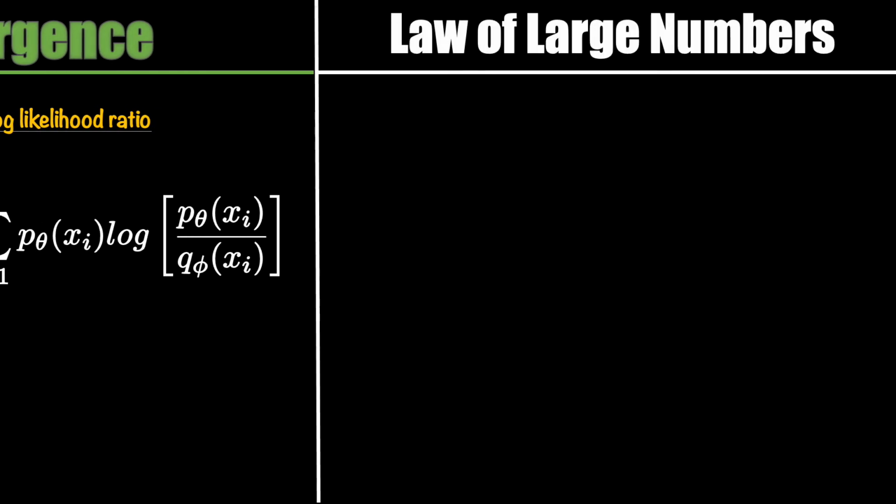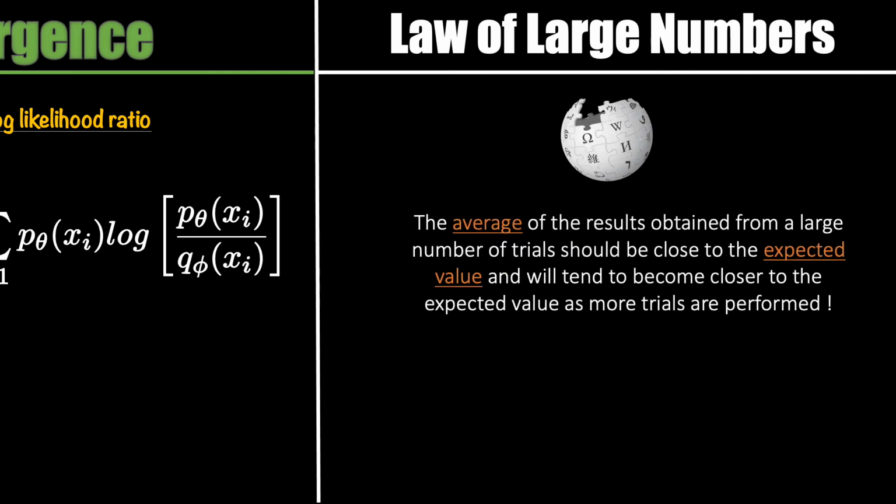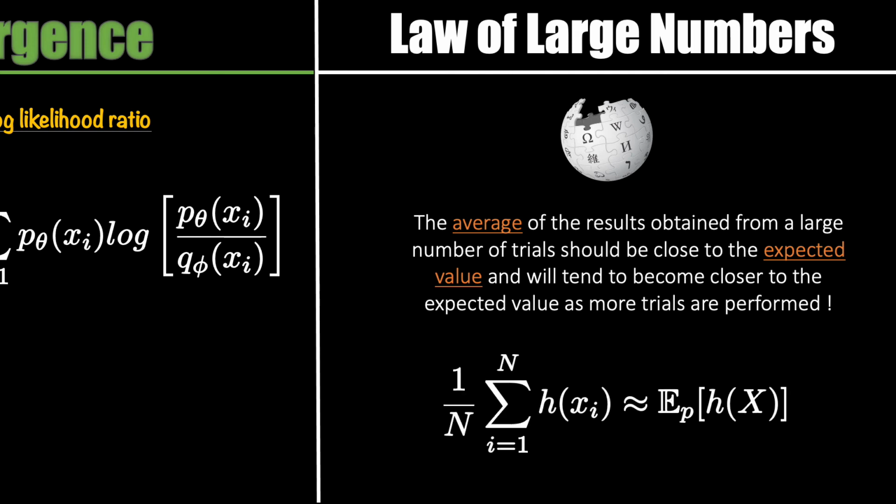The workaround will be made possible with the help of the law of large numbers. Here I have put what Wikipedia says. Essentially, it is saying that if you have a very large number of samples, then the arithmetic mean of those samples would be equivalent to the expected value of the random variable. So here the formulation is shown as well. The key thing to note is that n has to be a large number for this approximation to hold true.